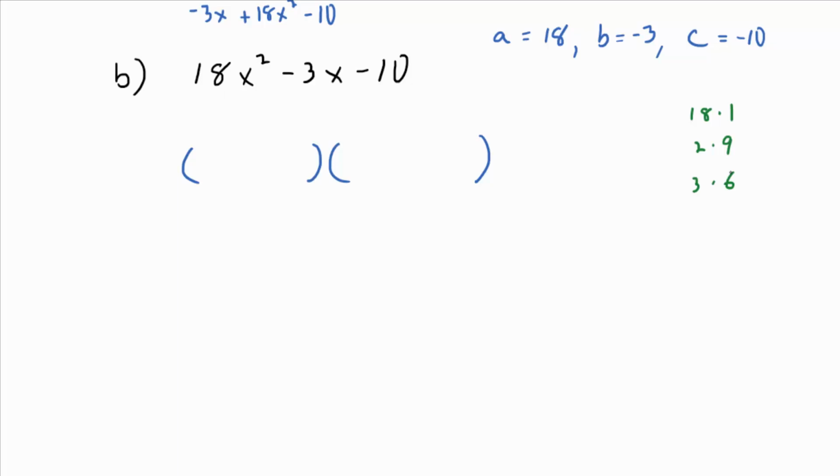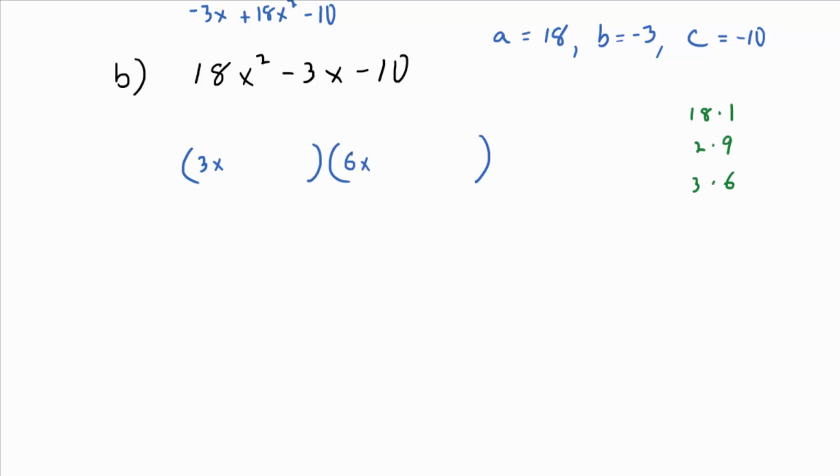Well, what do you want to try? Trial and error, right? So what do you want to try? So do you want to try 18x and 1x for the first multipliers? 2x and 9x, 3x and 6x, 6x and 3x, doesn't really matter. You want to try 3 and 6. Okay, so that would be 3x and 6x. Okay, so that's your first multipliers.